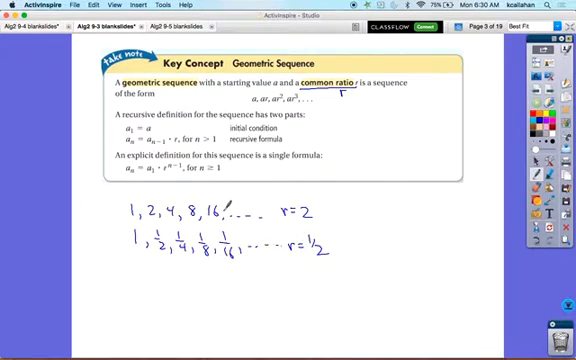Okay, so here are our two formulas for how we find the nth term of a geometric sequence in a recursive way, meaning by defining it based on the term before, or an explicit way, meaning if you plug in the n, you're going to find out what that term in the sequence is. So let's go on to the next slide.